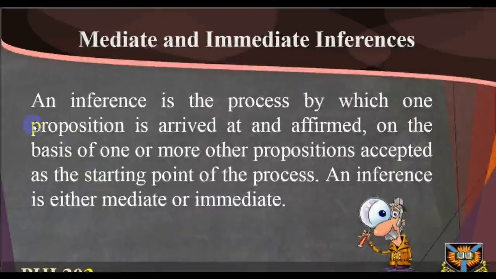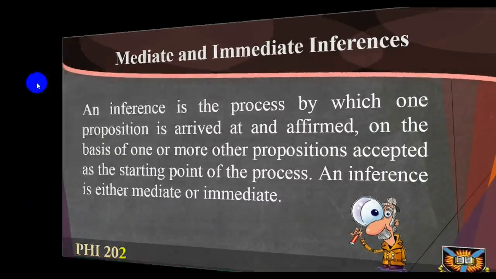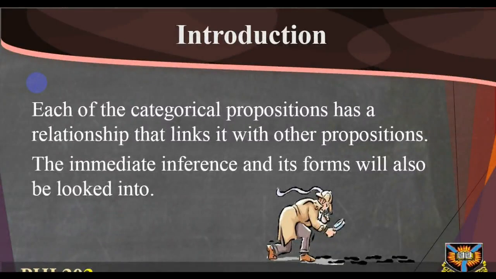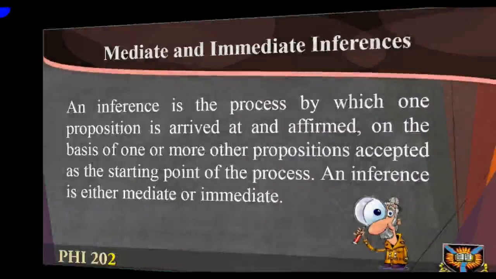Learning outcomes. When you have studied this session, you should be able to: 1. Define the term inference. 2. Explain at least 4 forms of oppositions. 3. Distinguish between mediate and immediate inferences.